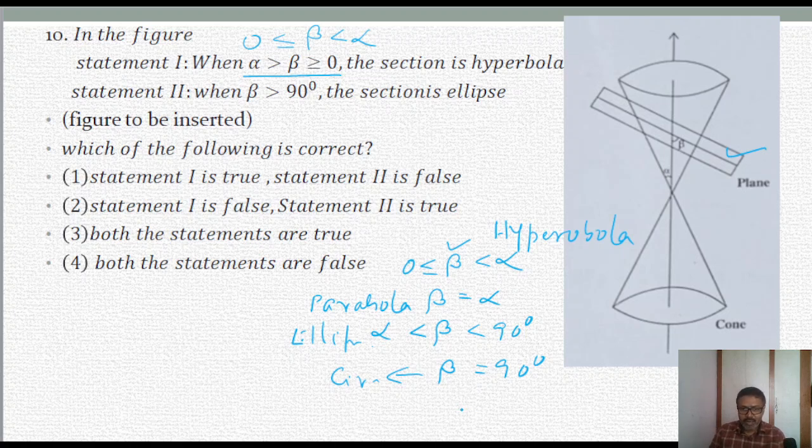And this angle beta for this condition cannot be greater than 90 degree at any cost. So the second statement I can directly rule out. The second statement is false, but the first one is true. So my answer is the first statement is true and the second one is false. Option 1 is the right answer friends for this. Let us move on to the next one.